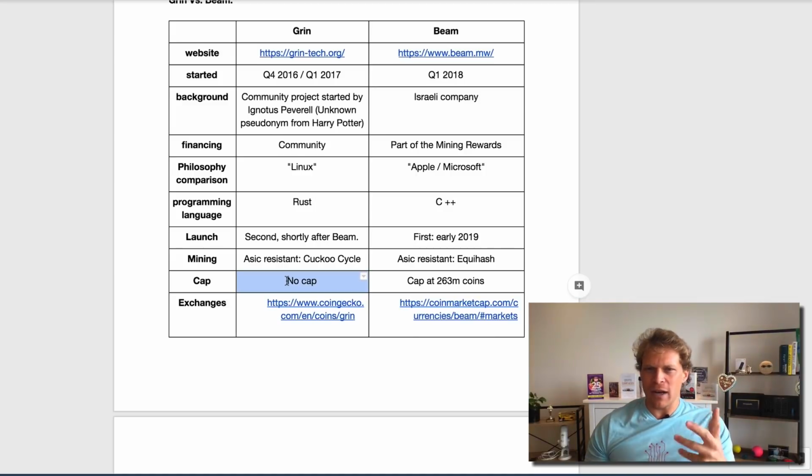And this is relevant because in their opinion, they don't like a purely deflationary currency. Very interesting. Obviously, there are upsides and downsides to this, right? And Beam has a cap at 263 million coins.